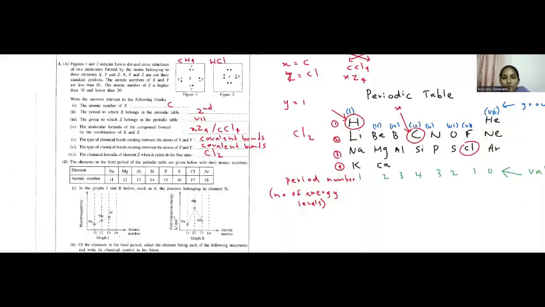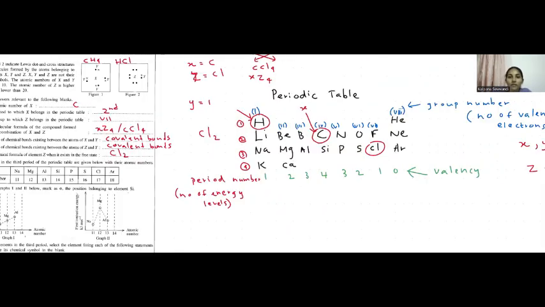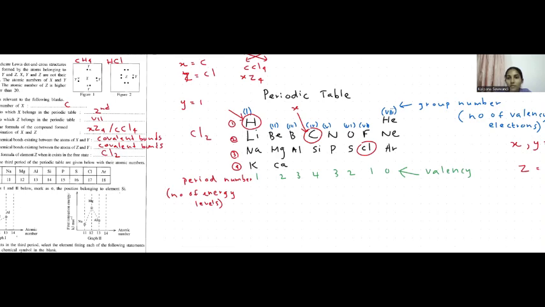If you look at this periodic table, the blue color numbers that show group numbers give information about the number of valence electrons. The red color numbers are period numbers. Those numbers give information about the number of energy levels. And the green color numbers down there are very useful for writing chemical formulas. Those are called valences.